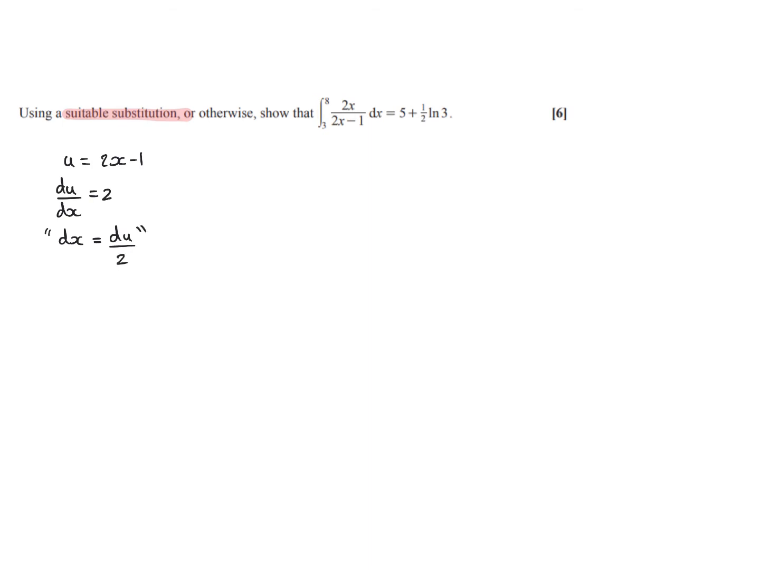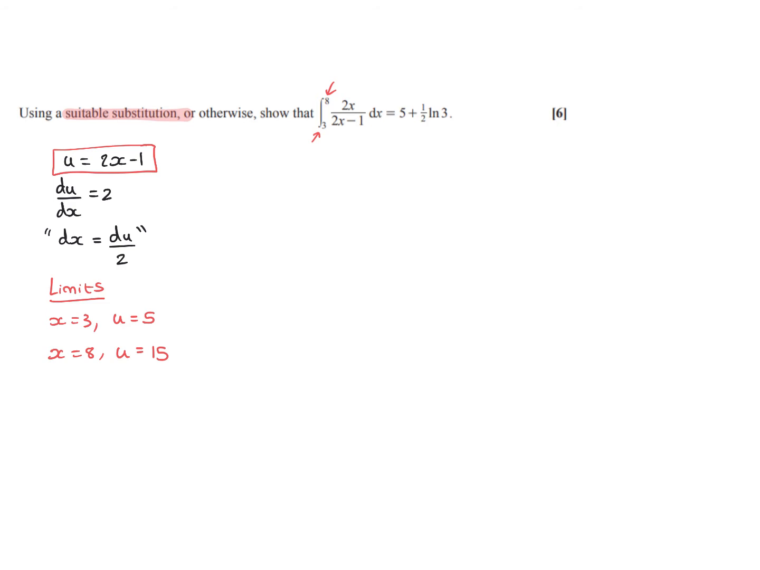Now, I have a pair of limits as well that I will need to deal with at some point. So if I look at my lower limit here, if x is equal to 3, I can use my substitution here to work out that u is equal to 5. And if x is equal to 8, I can work out that u is equal to 15.